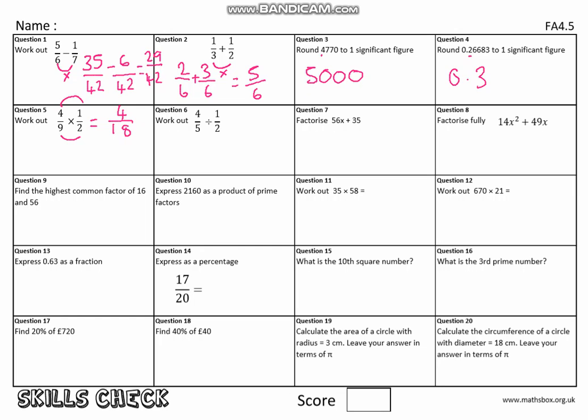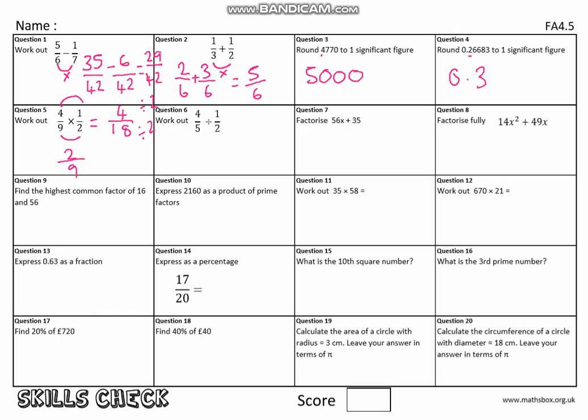When we simplify fractions, we've just got to do the same to the top as the bottom, okay? So in this case, we can divide both by 2, okay? So if I divide 4 by 2, I get 2, and if I divide 18 by 2, I get 9. So the actual answer, fully simplified, is 2 over 9. Okay, on to the next one then.